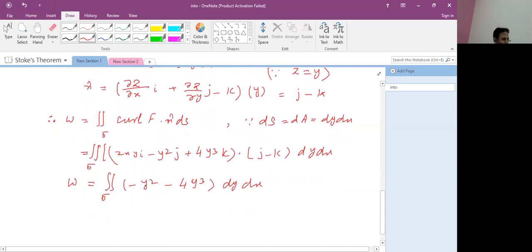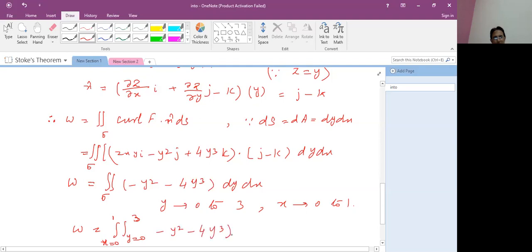After finding this result, student, we integrate with respect to y, where the limit of y is 0 to 3 according to the given situation in the diagram, and the limit of x is 0 to 1. So work done is equal to the integral with y from 0 to 3 and x from 0 to 1 of minus y square minus 4y cube dy dx.